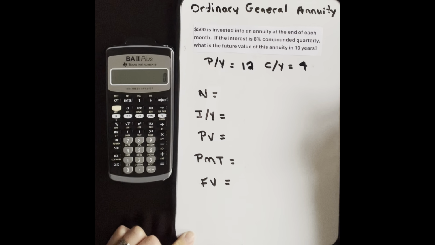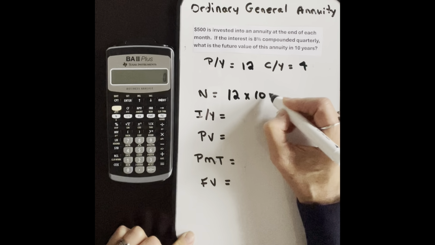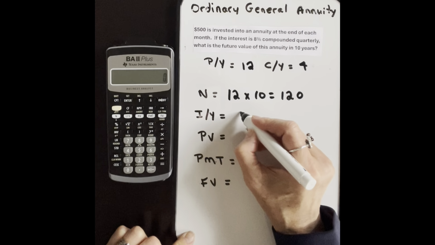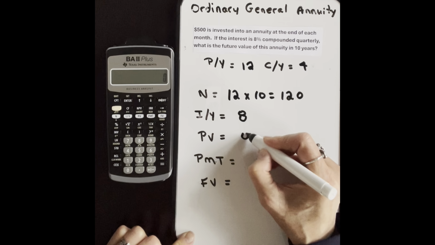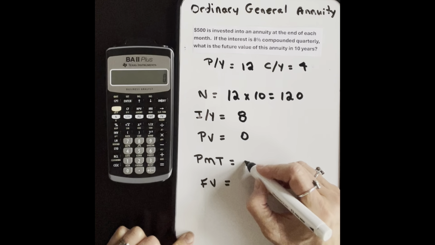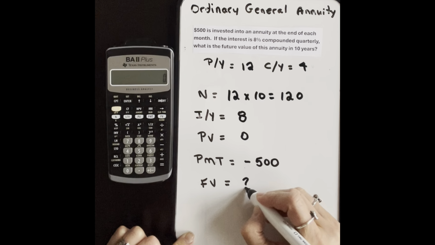N is the number of payments. 12 payments a year times 10 years will be 120. Interest rate is 8%. We leave it as a percent. Present value is 0. Payment of $500. We're going to enter that as a negative. That money is coming out of our pocket into the annuity, and we want to calculate future value.